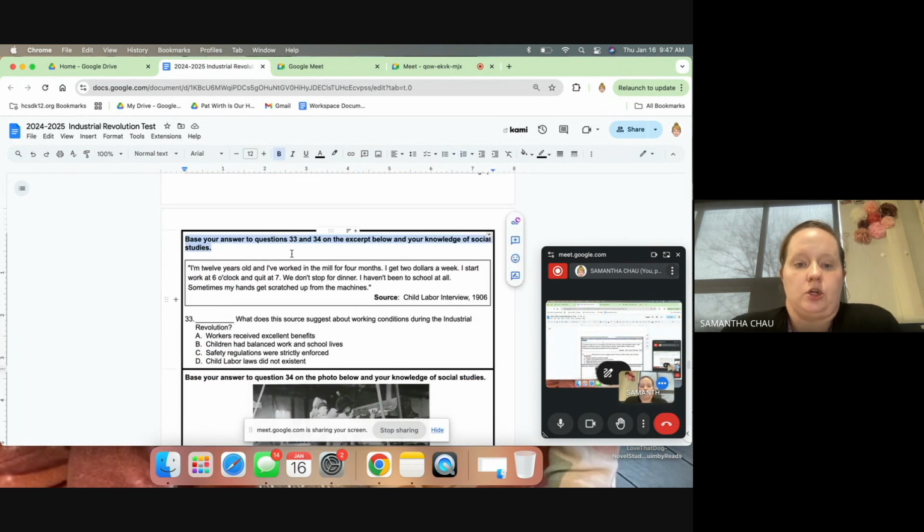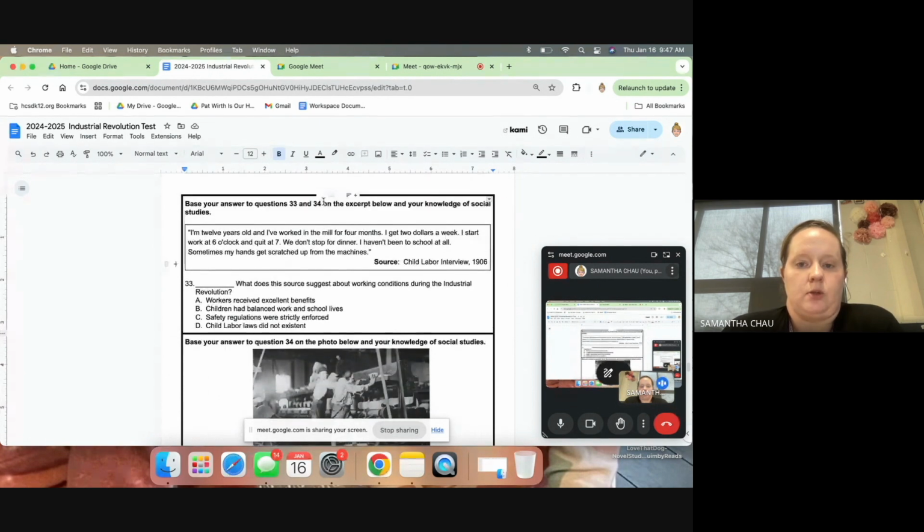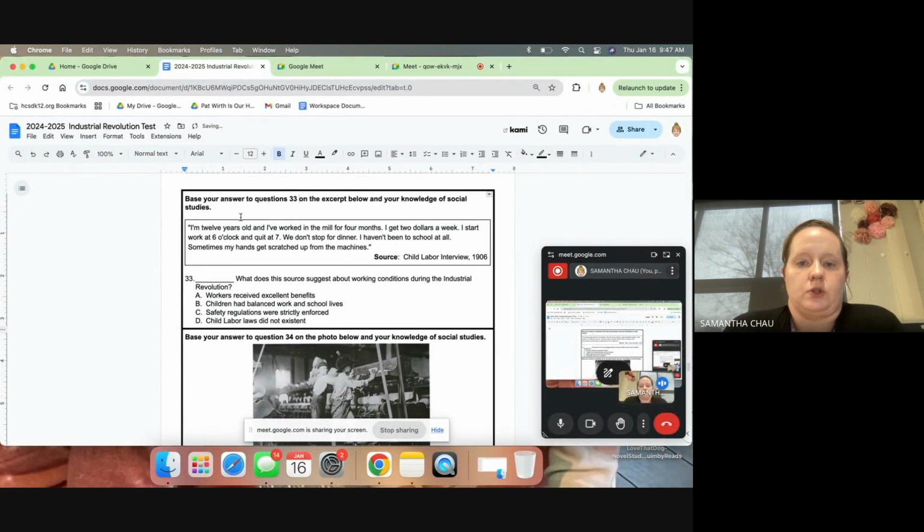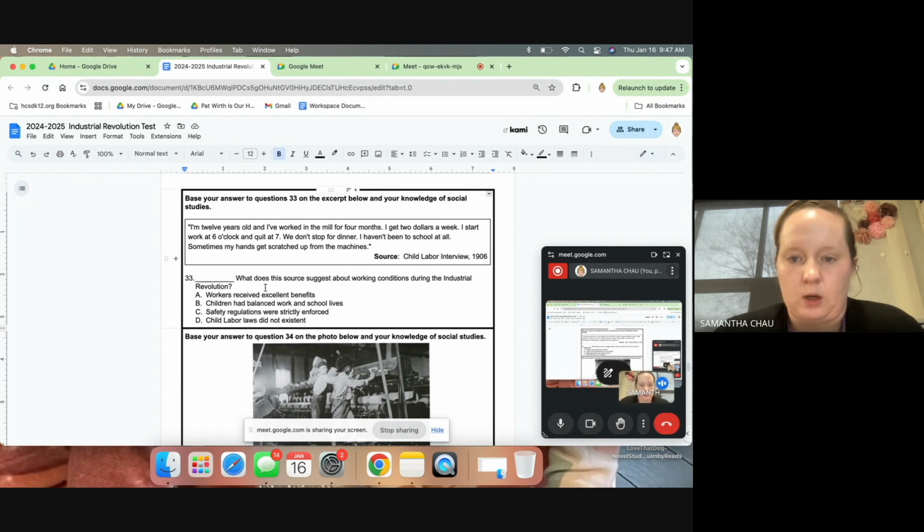Okay, question 33, just 33, on the excerpt below and your knowledge of social studies. I'm going to read the question, I'll read the passage, then I'll read the question. What does the source suggest about working conditions during the Industrial Revolution?